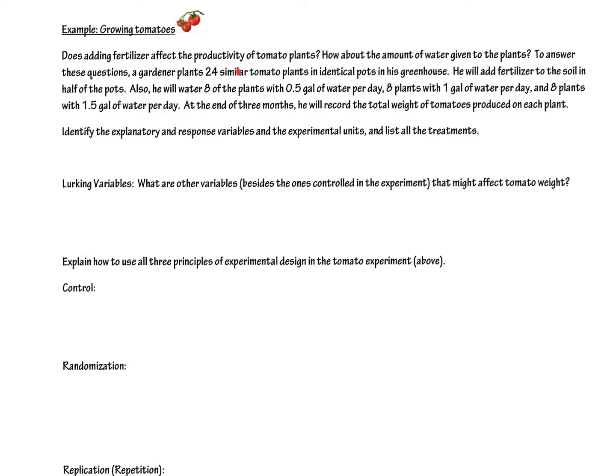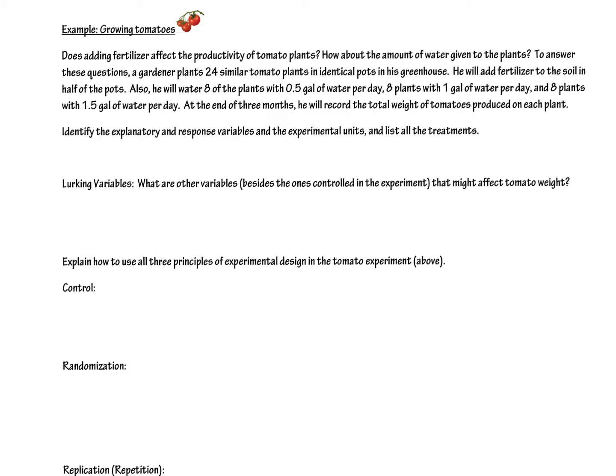And what he's going to do is take 8 of the plants, 4 and 4. So 4 with fertilizer and 4 without. And he's going to give them a half a gallon. 8 plants are going to have 1 gallon. And the remaining 8 plants are going to have 1.5 gallons of water. And he's going to do this for 3 months. He's going to record the total weight of the tomatoes produced on each plant. And that's how he's going to decide what's the best combo of fertilizer and water. So that was a lot of details, but all those details are very important in implementing this experiment.